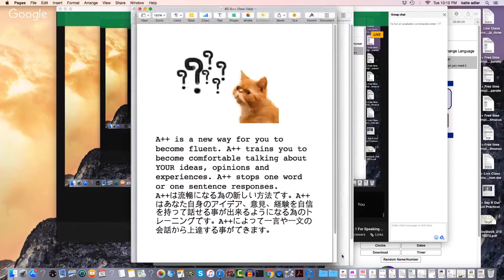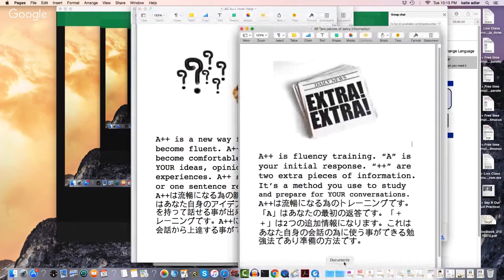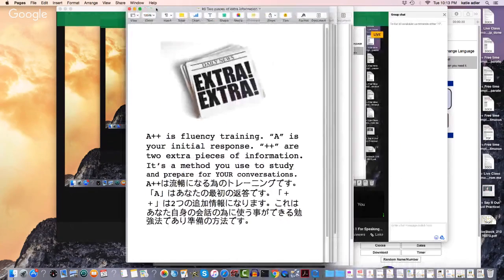Answer Plus Plus is a new way for you to become fluent. My Answer Plus Plus trains you to become comfortable talking about your ideas, your opinions, and your experiences. Answer Plus Plus stops one word or one sentence responses. Answer Plus Plus is fluency training. A is your initial response. Plus plus are 2 extra pieces of information. It's a method you use to study and prepare for your conversations. That's the key. You should be preparing for your conversations.